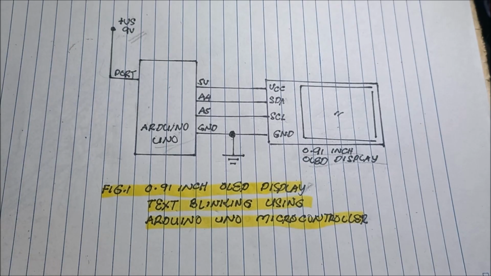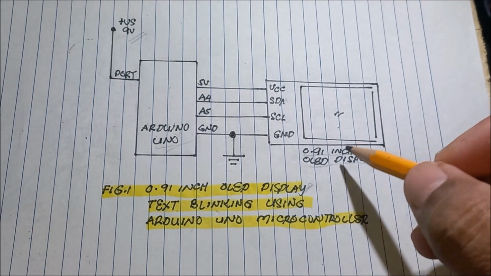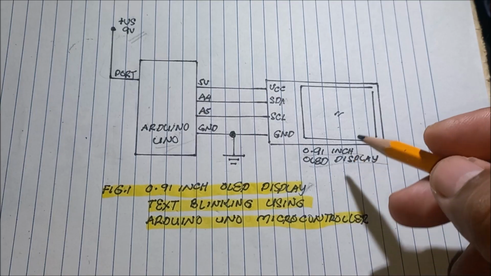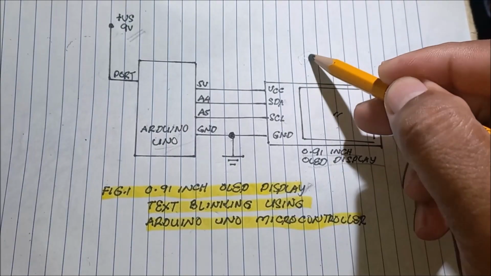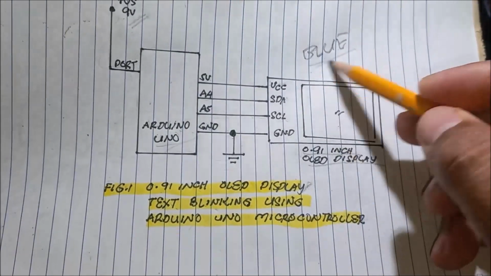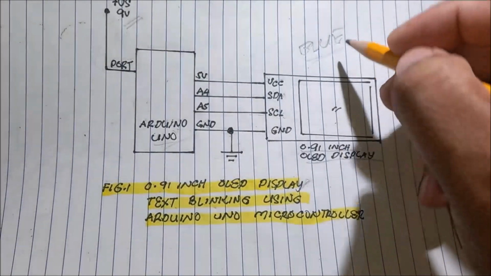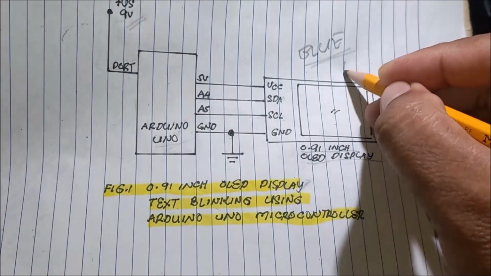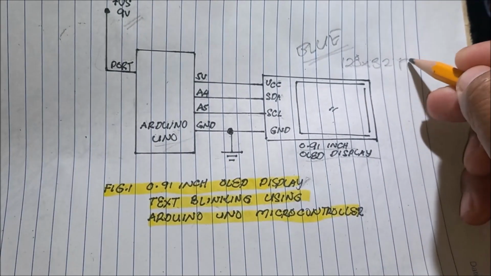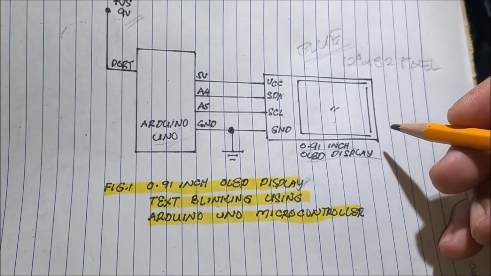And then here, speaking of this 0.91 inch OLED display, this is a monochrome display, only one color, and the color is bluish or blue. The color is blue on our screen, and it has a resolution of 128 by 32 pixels. Resolution.